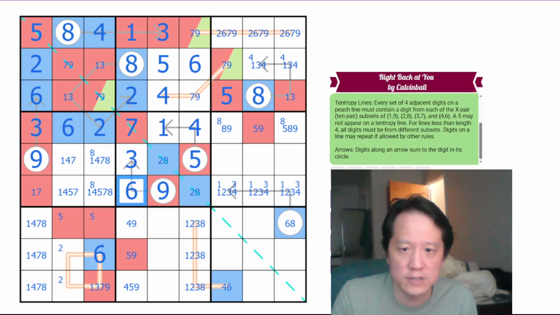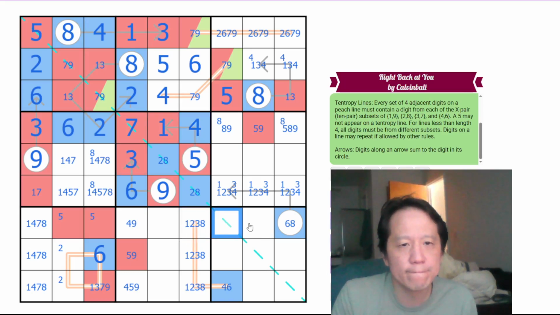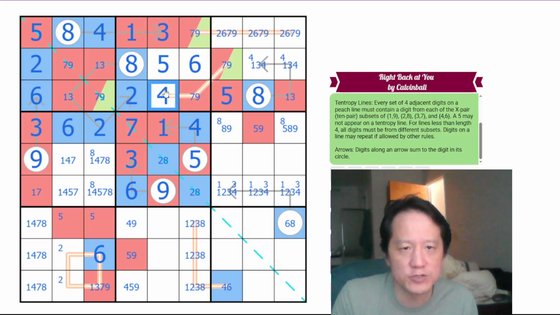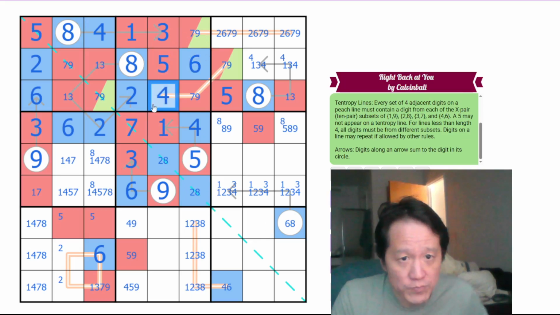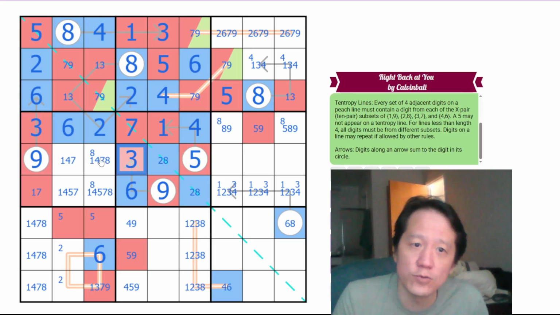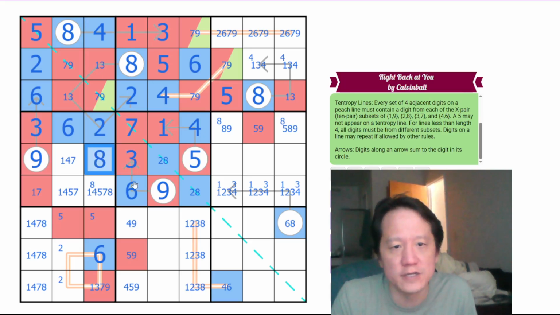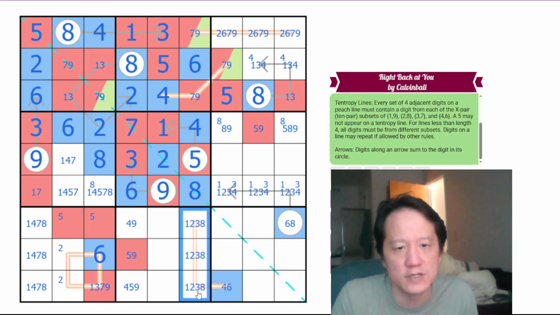So this is even. This is even. These are odd. This is odd. This must be, sorry, this is odd, which forces this to be even. This is even. This is odd. Therefore, this is even, which makes this an 8, which forces this to be 2. This is 8. This cannot be 8.